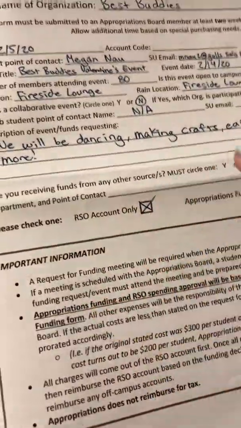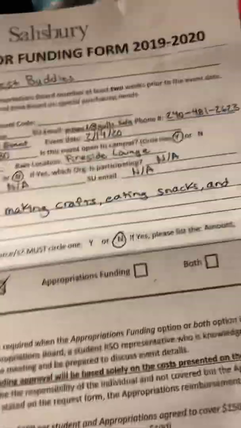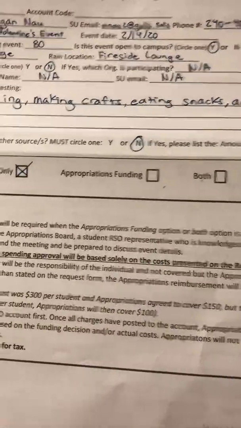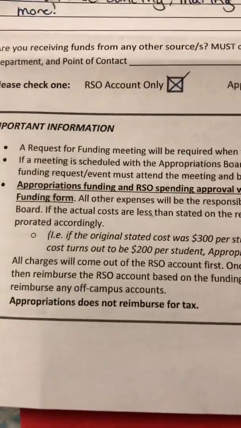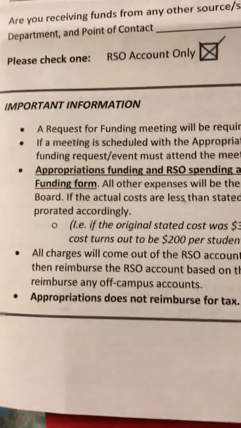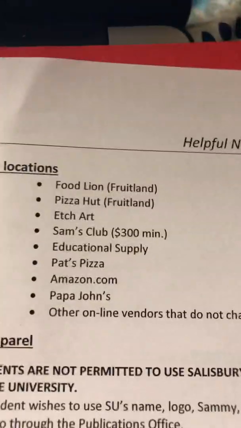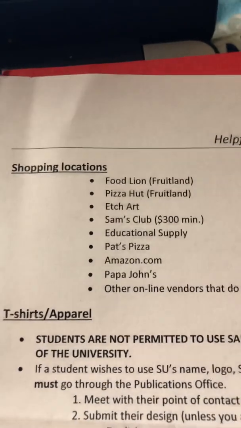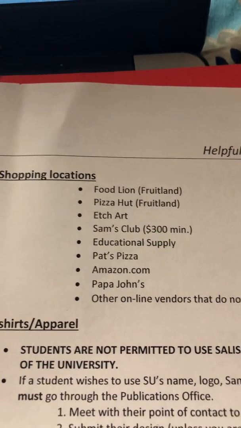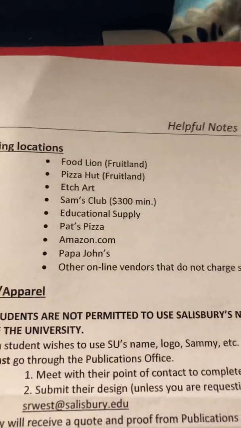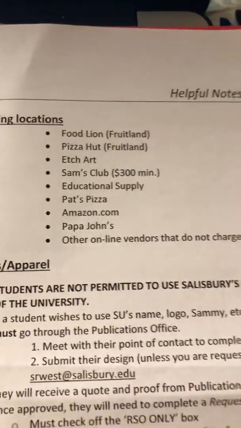And then based on that, you can put how much you would like to receive from appropriations funding, because that will be key. Yeah, and then you can read this important information. It's not really that important, but it might be helpful if we're trying to pull out a lot of money. And this is what I was talking about in the other video, shopping locations where we can get stuff from, which is very, very helpful. Which kind of sucks. We can't get it from Walmart and stuff, but hey, that's just the way it is.